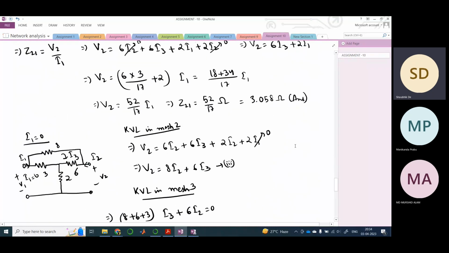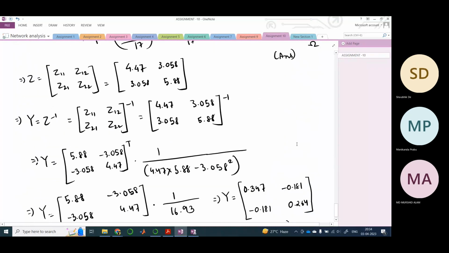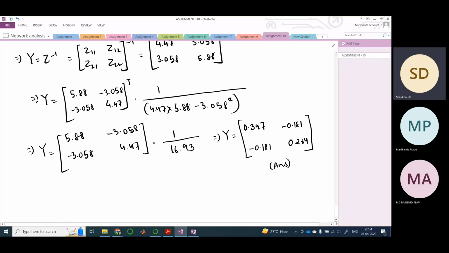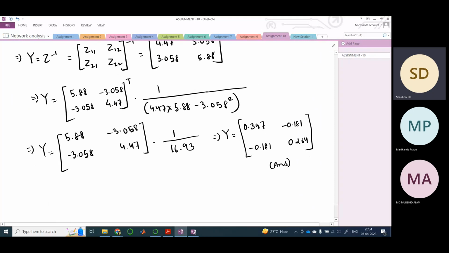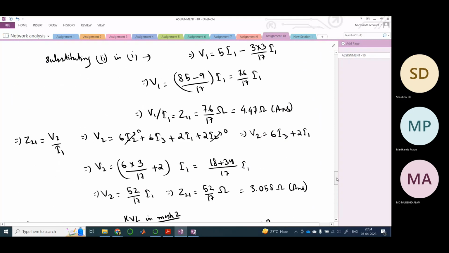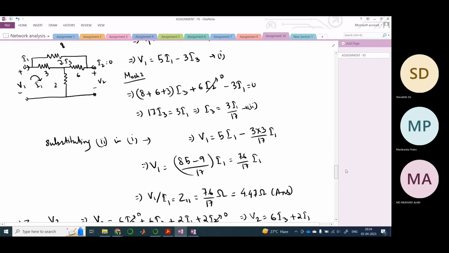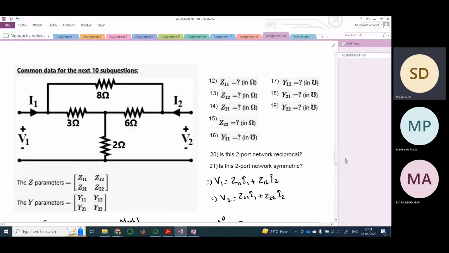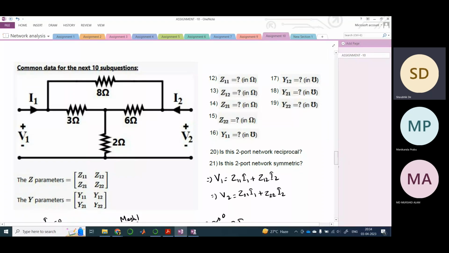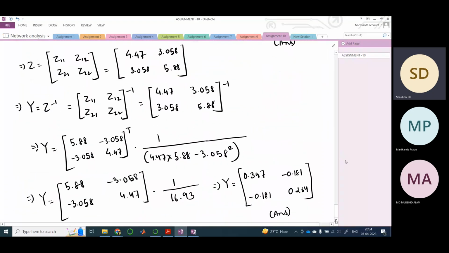I hope this was clear. This was a lengthy problem. Of course, you can expect a lengthy problem in this kind of assignment, which is of course simple, but pretty lengthy. So I hope this is clear. So now we'll be moving to the last two problems. What is a reciprocal circuit and what is a symmetrical circuit?